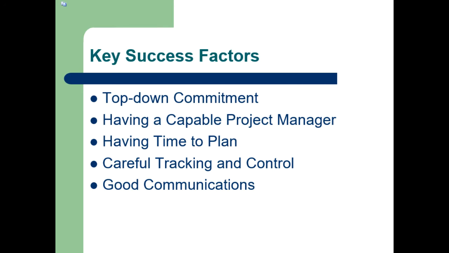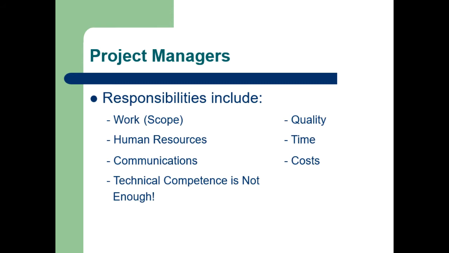Some key success factors you'll see in projects. Successful projects have top-down commitment, so upper management above the project are committed to giving the project the resources and things it needs to get it done. We have a capable project manager, somebody with experience, somebody who can drive this project, a leader. They have to have time to plan. We're going to talk about scheduling in a little bit and how to plan a schedule. They're going to pay attention to what's going on, so they're going to have tracking and control. And then good communications. We certainly need to communicate both inside and outside the project team.